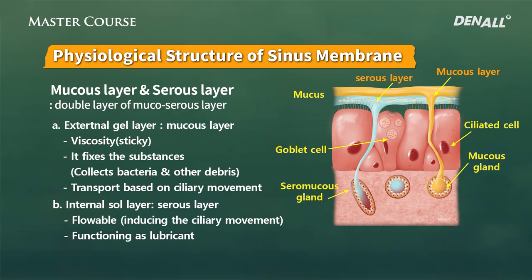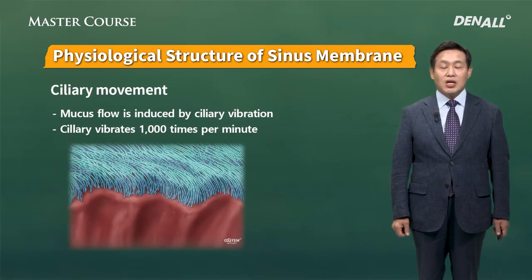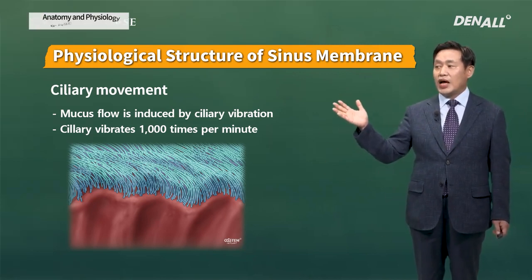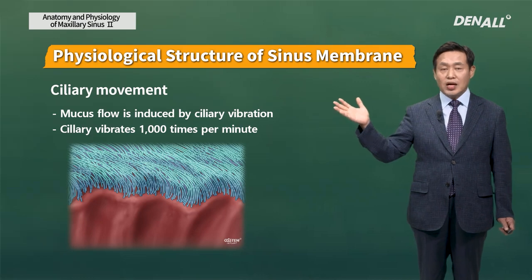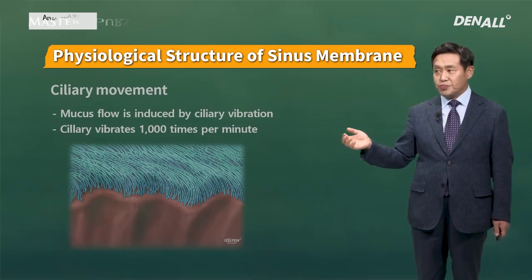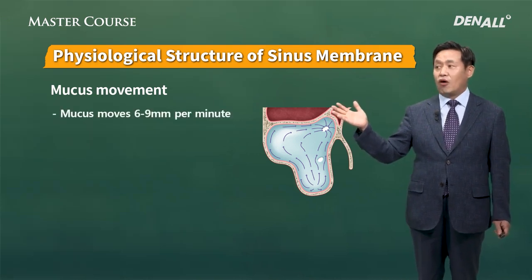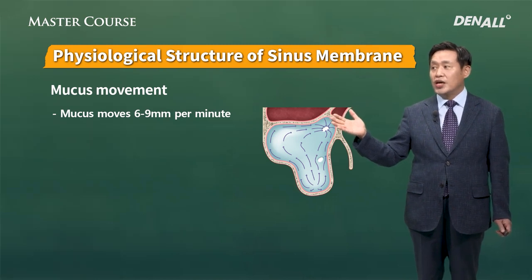The salt layer and gel layer exist. The balance between those layers can contribute to the normal mucociliary clearance. The ciliary movement, cilia vibrates about 1,000 times per minute. Through the vibration, the mucus over it can flow. As you know, mucus movement, normally, it moves 6 to 9 millimeters per minute.